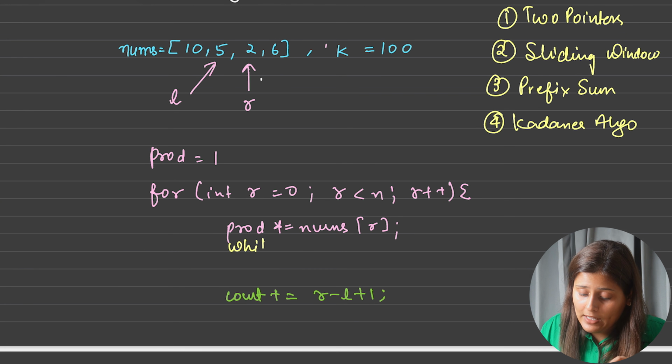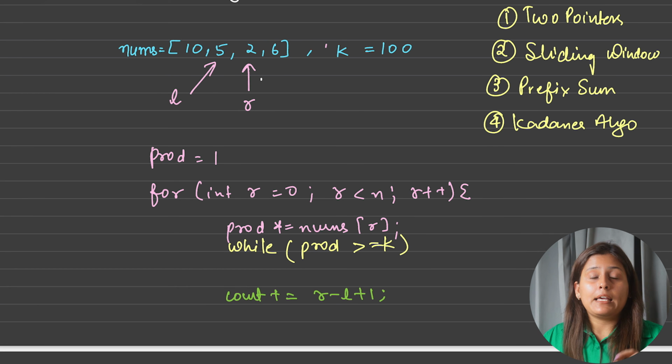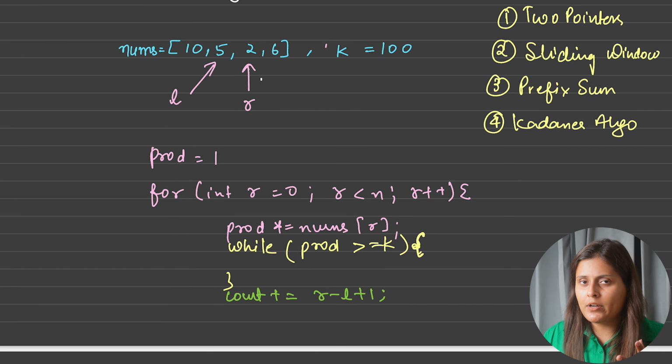So we will say while our product is greater than or equal to k. Why? Because if it is less than k, then only it is valid. Until it is greater than or equal to k, it is not valid. So we want the while loop to run. So what will we do inside it?